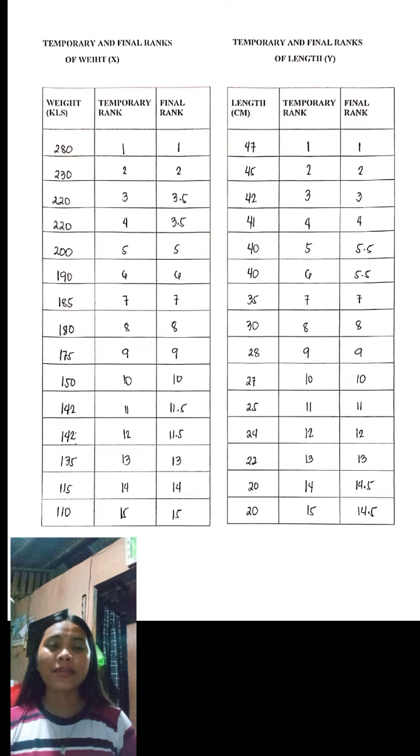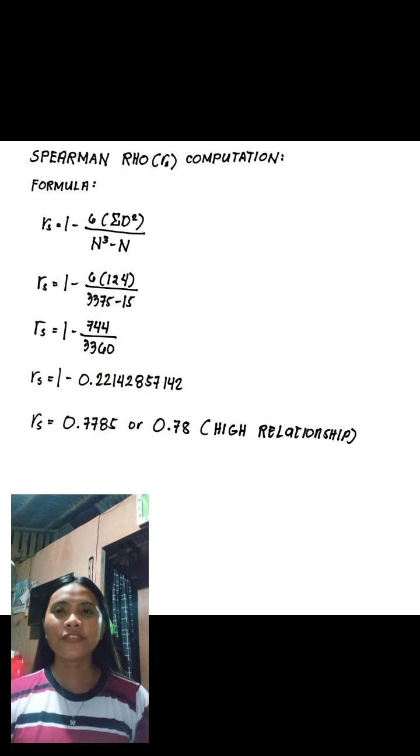Again, since it has the same length, 40 centimeters, that is why we put 5.5 for both watermelons in length, and so on and so forth. And okay, for our last, the Spearman rho computation, as you can see on your screen, our formula is rs, or Spearman rho, equal to 1 minus 6 times the summation of d squared over n cubed minus n.